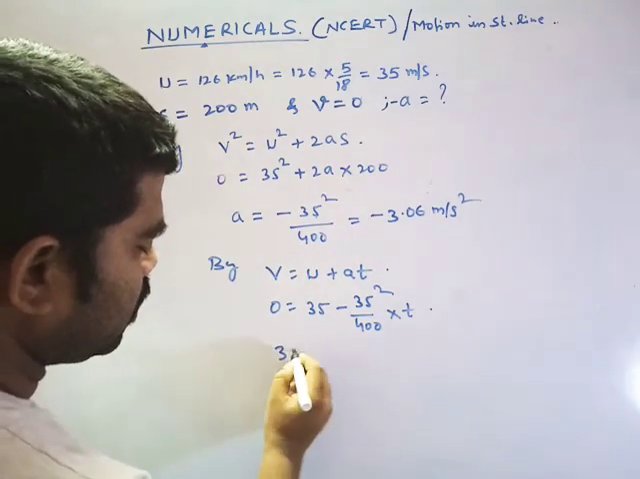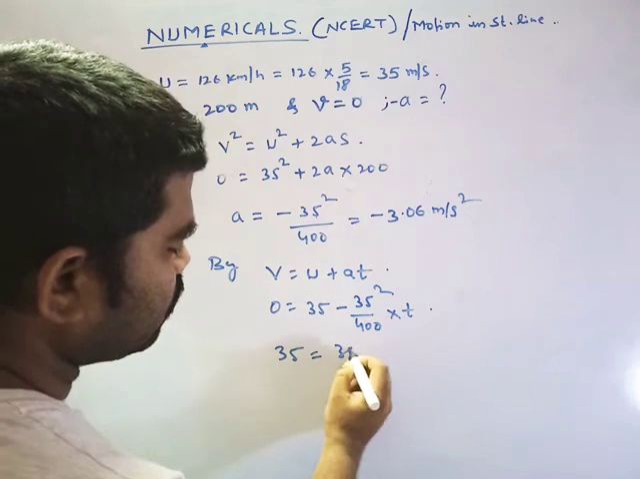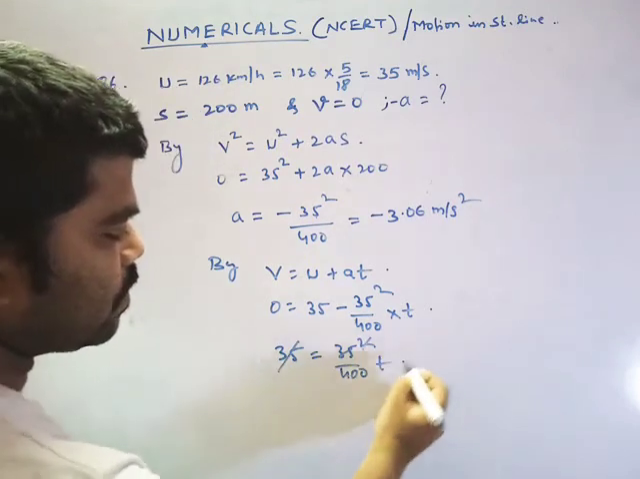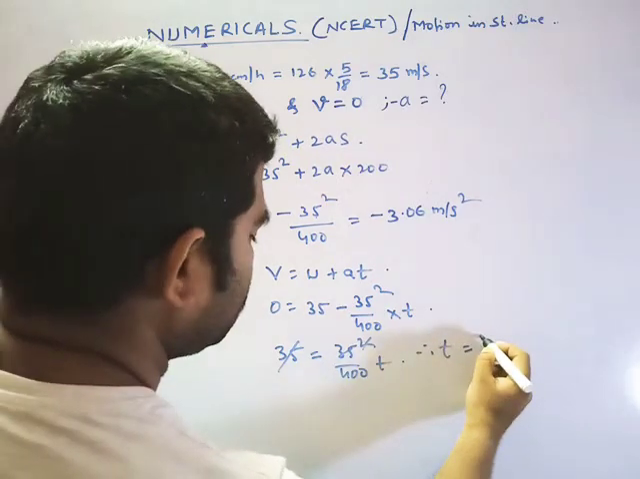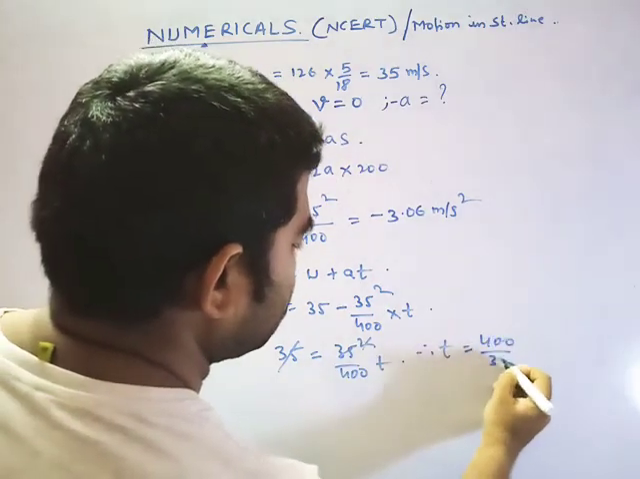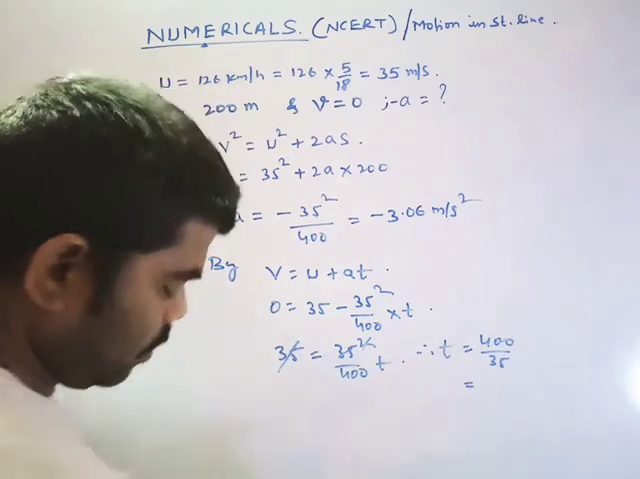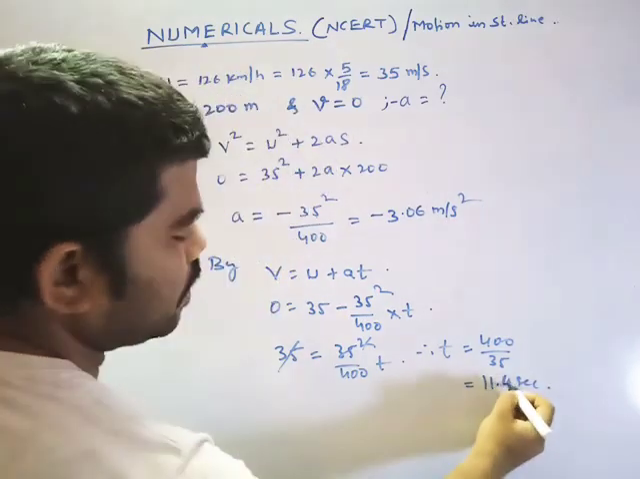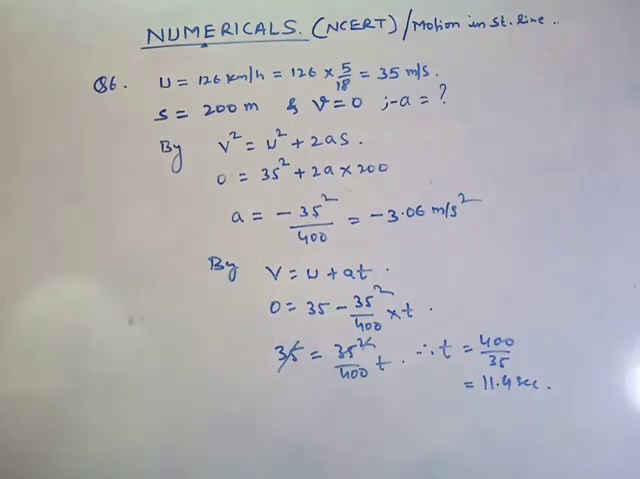Let me do it like this. 35 is equal to 35 square by 400. One of the 35 is cancelled, therefore t is equal to 400 by 35. I think your answer will be 11.4. Check it, and if your answer matches, then fine, otherwise you can ask the question.